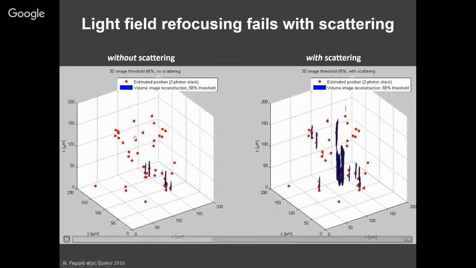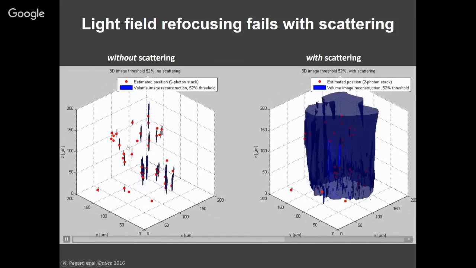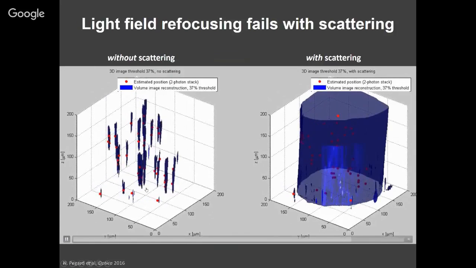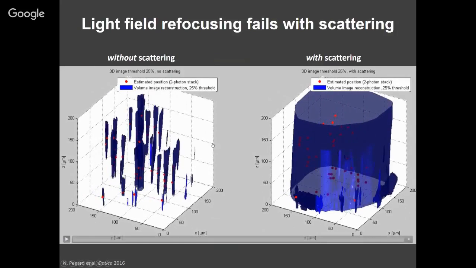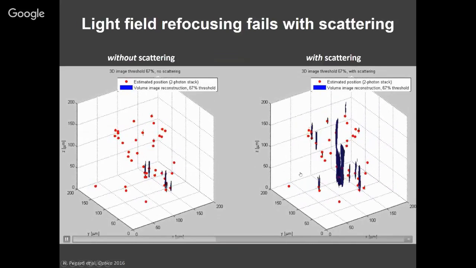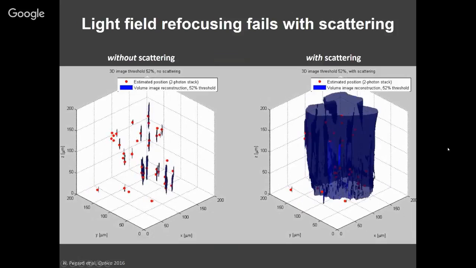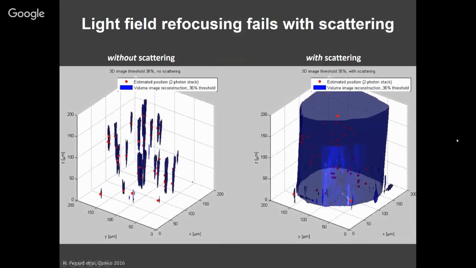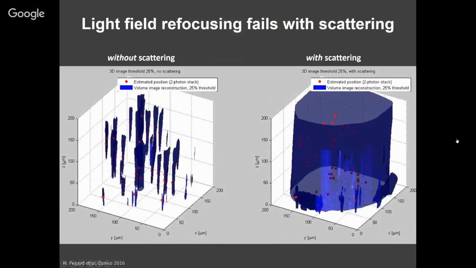And what you see in the without scattering part is that it does okay. If you chose the threshold carefully, you could pick up most of the particles in this no scattering case. But in the scattering case, it's hopeless. There's no way you would ever find these particles from a regular light field reconstruction. My point is that the reason we can find them is because of our strong forward model and the priors that we're putting in.